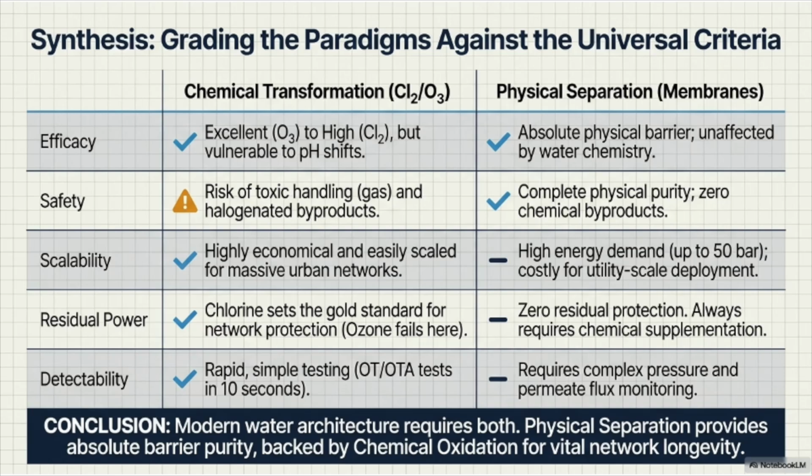In terms of residual power, chlorine sets the gold standard for network protection since ozone fails here, while membranes offer zero residual protection and always require chemical supplementation. And in terms of detectability, chemical transformation allows rapid, simple testing through OT and OTA tests within 10 seconds, while physical separation requires complex pressure and permeate flux monitoring. The overall conclusion is that modern water architecture requires both approaches together, where physical separation provides absolute barrier purity, backed by chemical oxidation for vital network longevity.